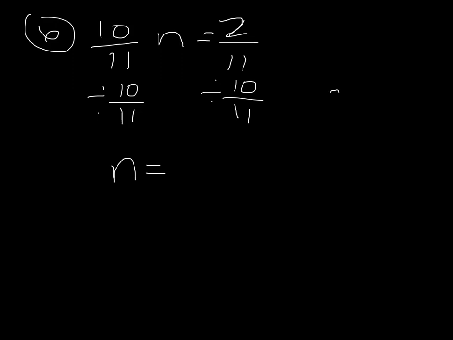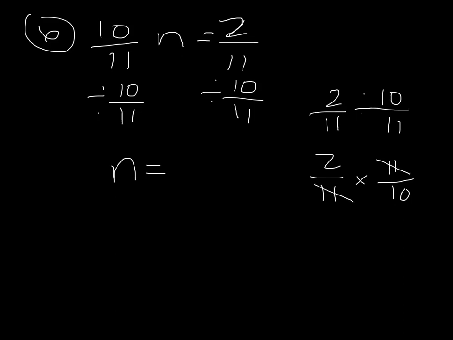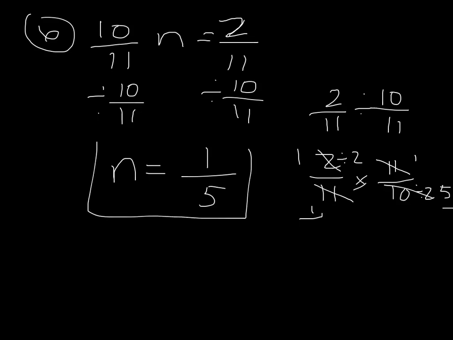Then I have 2/11 divided by 10/11. Again, find the reciprocal of the second number, so I would get 11/10 times 2/11. Okay, so my 11s would cross off and make 1. My 2 could cross off if I divided by 2 and make a 1. Divide by 2 and make a 5. So my answer, 1 times 1 is 1. 1 times 5 is 5. So my answer is 1/5.